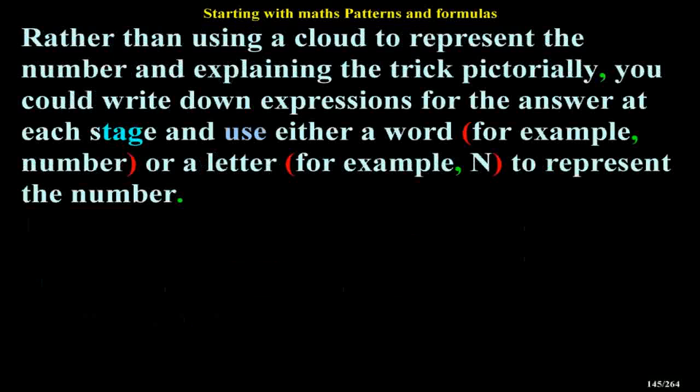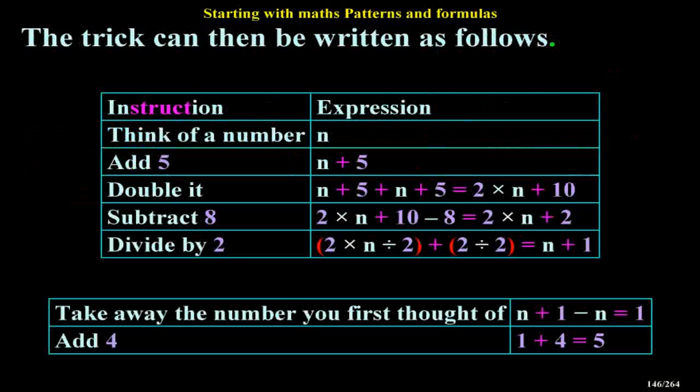Rather than using a cloud to represent the number and explaining the trick pictorially, you could write down expressions for the answer at each stage and use either a word, for example number, or a letter, for example n, to represent the number. The trick can then be written as follows. Think of a number: n. Add 5: n plus 5. Double it: 2(n plus 5) equals 2n plus 10. Subtract 8: 2n plus 10 minus 8 equals 2n plus 2. Divide by 2: (2n plus 2) ÷ 2 equals n plus 1. Take away the number you first thought of: n plus 1 minus n equals 1. Add 4: 1 plus 4 equals 5.